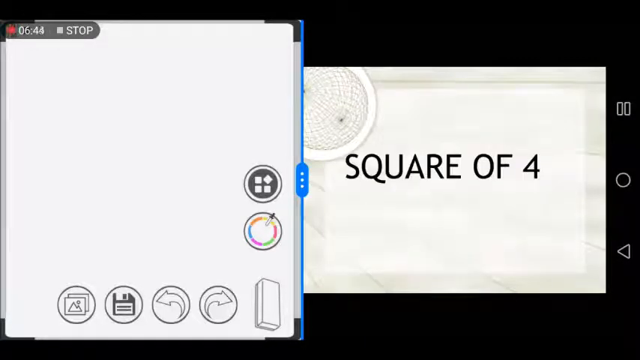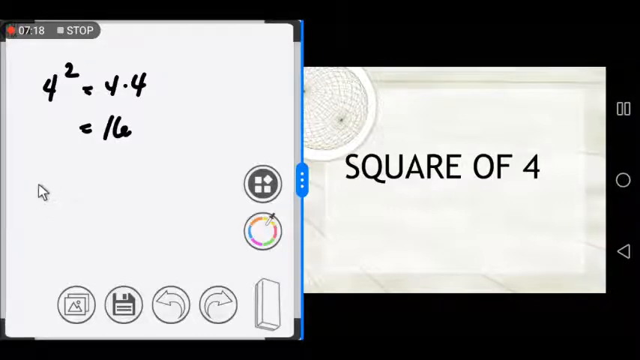So, kagaya nito, if we have here the term square of 4, ano kaya magiging answer natin? I-try nyo nga po. If you answered 16, then you are correct. Kasi yung phrase na square of 4, that is 4 squared or 4 times 4, which is equal to 16. Pero paano kung ang nakalagay ay square root of 4? Square root of 4 in symbols will be this one. So if you answered positive negative 2, then you're correct.